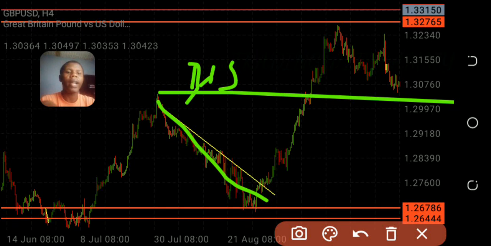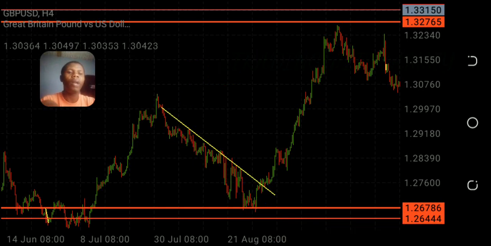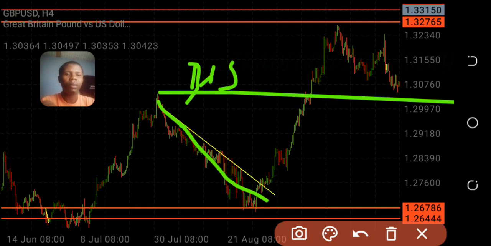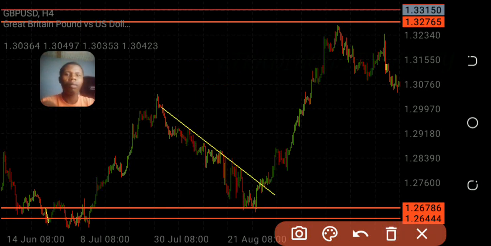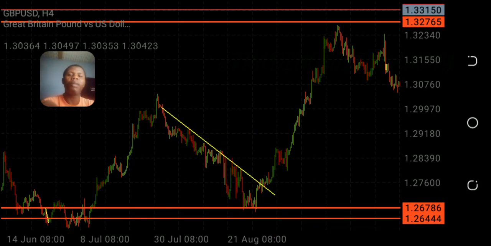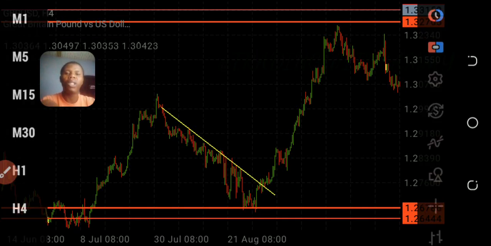Like I said, what I would do is to draw a trend line, understanding that this market has been touching these zones here. So what I would do is go down to the 15 minutes time frame, so that each time the market comes to touch this trend line, I'm going to be looking for opportunities to trade off of it. So we go down to 15 minutes.